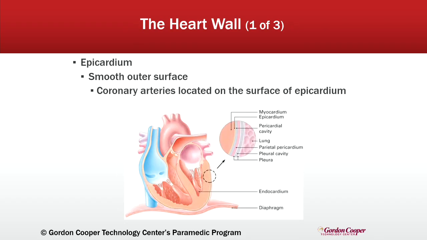And then the epicardium, the smooth outer surface of the heart. This layer plays a vital role in protecting the heart and facilitating its movement within the chest cavity. The coronary arteries are located on the surface of the epicardium, and that provides the essential blood supply to the heart muscle itself. This close proximity ensures that the heart receives the oxygen and the nutrients to function effectively.